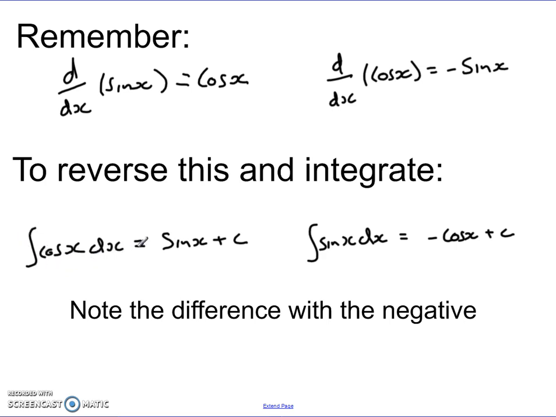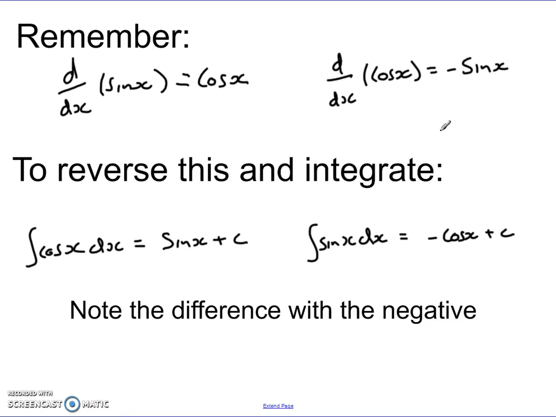The integral of cos x dx equals sine x plus c. Again, this constant of integration has to come into play. And the integral of sine x dx equals negative cos x plus c. And that's the big difference, is the negative. If you look, the derivative of sine goes to cos, and the derivative of cos goes to minus sine, but the integral of cos goes to sine, and the integral of sine goes to minus cos.